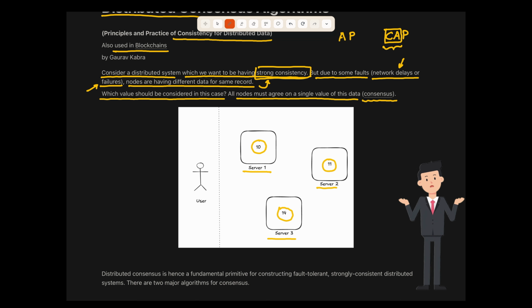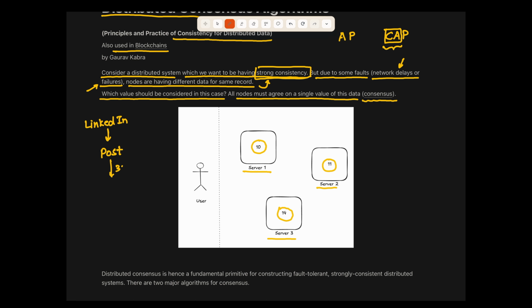Let us understand this. On LinkedIn, you posted something. So there is a post. After 30 minutes, you realize that there was a typo and you corrected that typo. You see, there are three data centers. Let's say one is in the US, one is in India, one is in Singapore. Let's say the request went to the India server and it has up to date data. That means it has updated data too. But the US location and the Singapore location still have the older version.